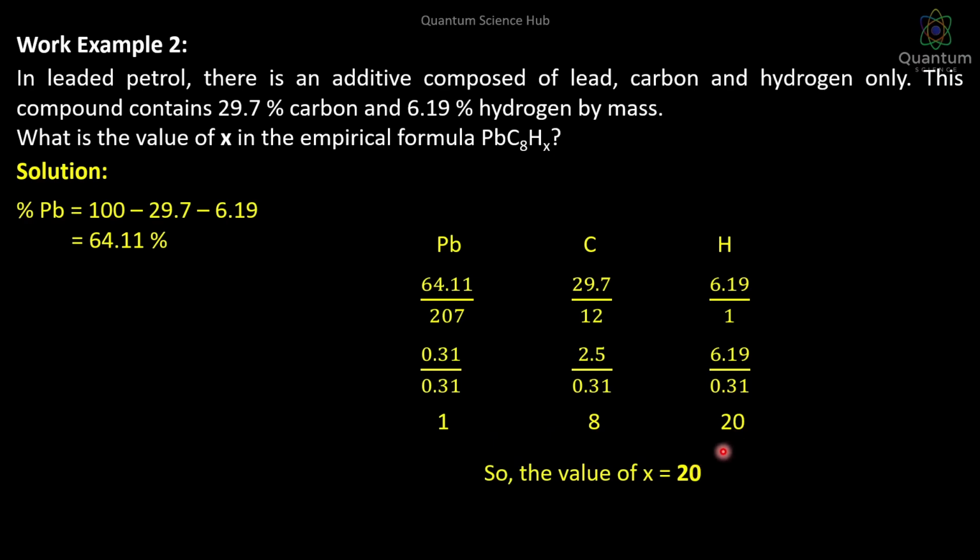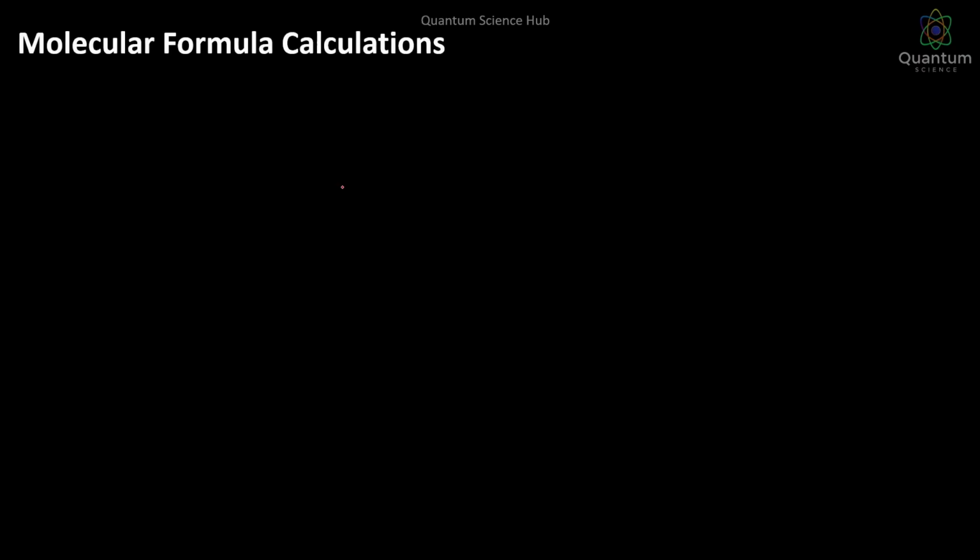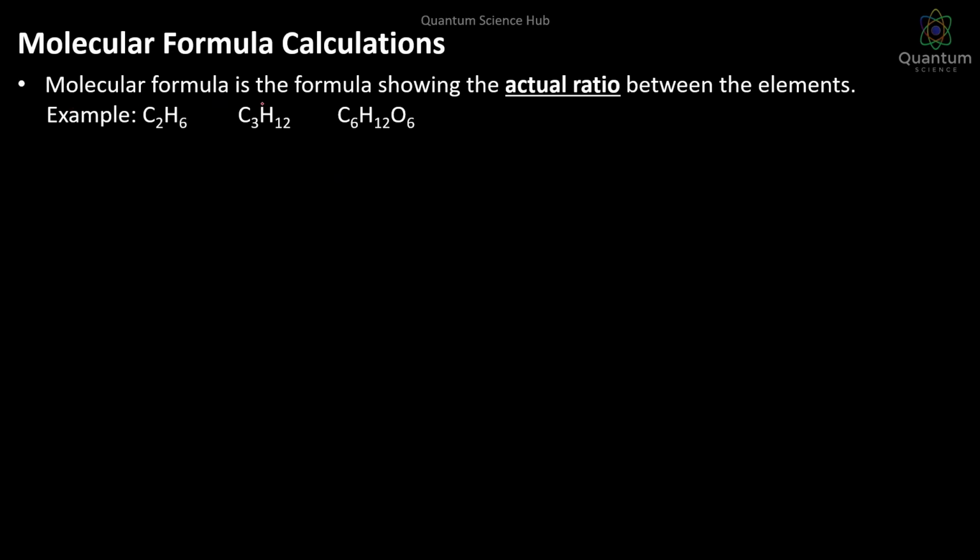Okay? Now let's talk about the molecular formula calculation. So molecular formula is the formula showing the actual ratio between the elements. For example, C2H6. So this is the molecular formula because it's showing the actual ratio. But if you divide this by 2, then you will get CH3. And this is what we call empirical formula because it's showing the simplest ratio. If you divide this one by 3, then you will get CH4, right? And this is the empirical formula. And if you divide this by 6, so you will have CH2O.